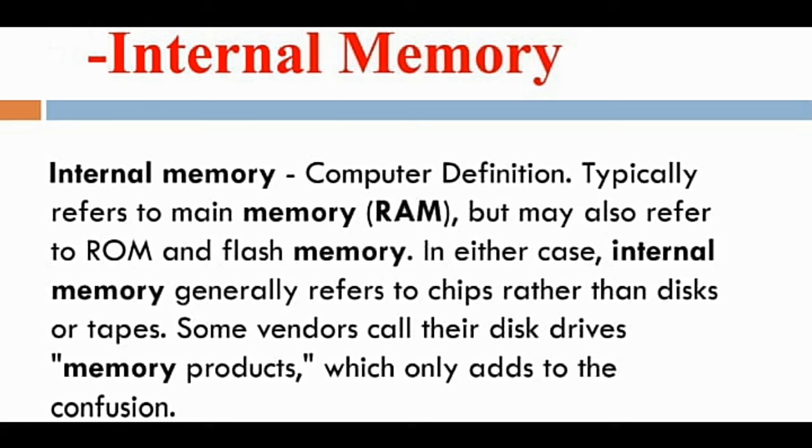RAM is the first type of internal memory. RAM is a memory in which data can be stored temporarily, because when the computer is turned off, the data which is stored in internal memory can be lost.